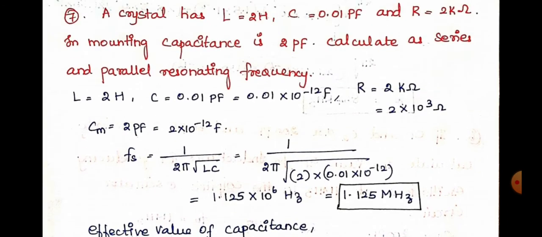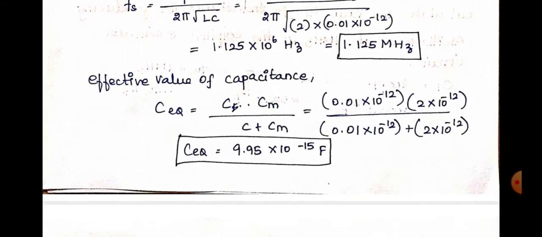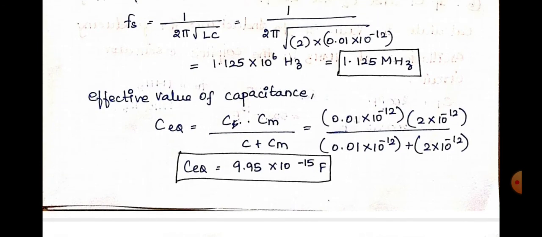Note the mounting capacitance given as Cm. C is already given in picofarad: C is equal to 0.01 picofarad. So C equivalent is C into Cm divided by C plus Cm.